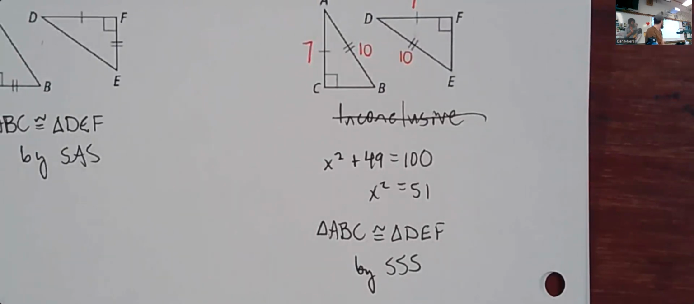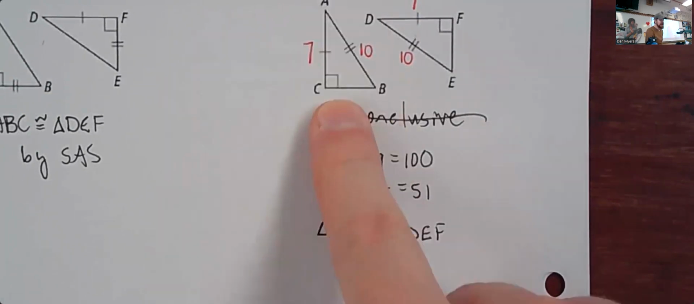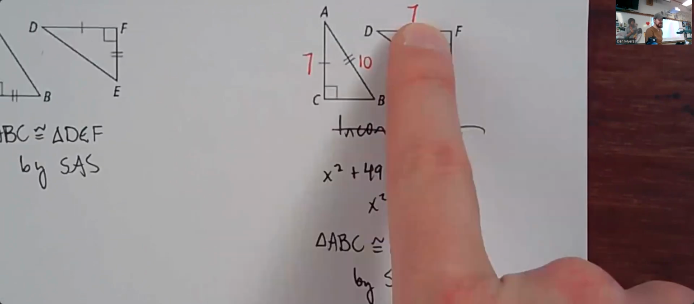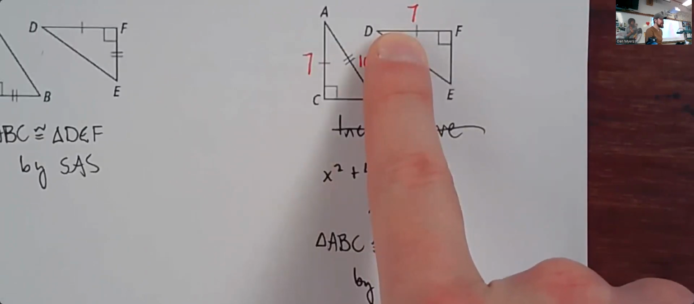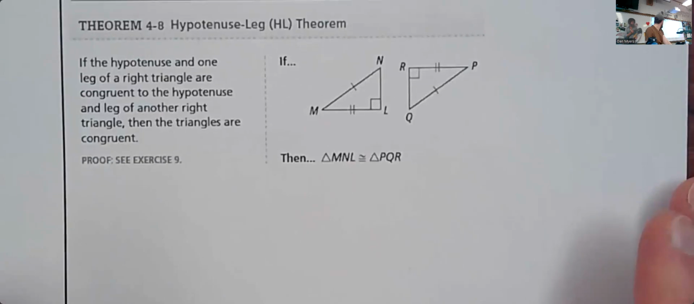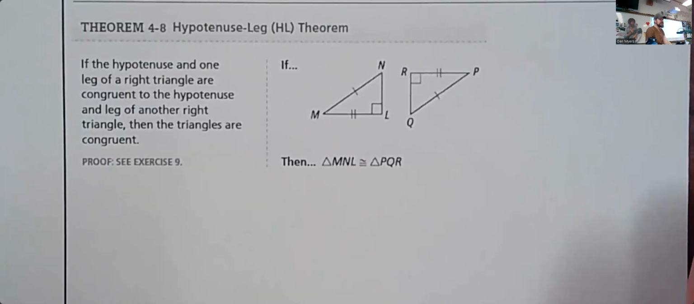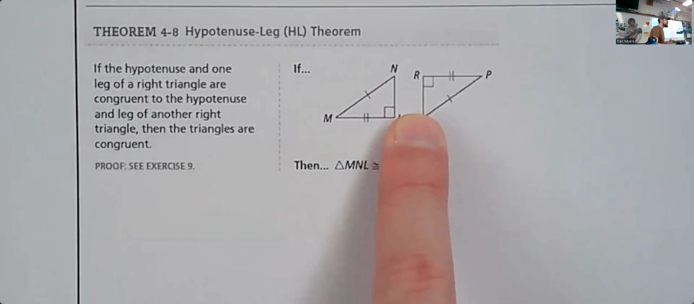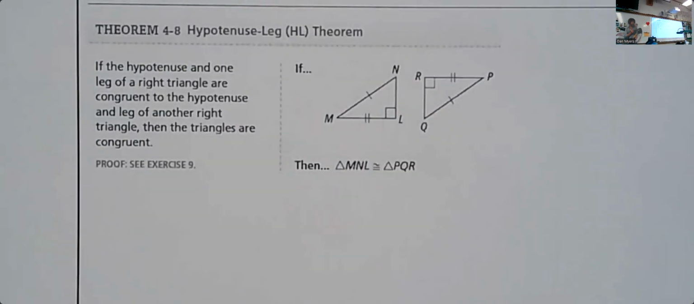So what we're going to be learning now is that if you have a right triangle and the hypotenuses are the same and one pair of legs is the same, that means the triangles have to be congruent, because you could end up using the Pythagorean theorem with side, side to prove that the triangles are congruent. However, there's a shorter way to talk about it. Right here says theorem 4.8, the hypotenuse leg theorem. So this is giving us some information where we no longer have to use the Pythagorean theorem.